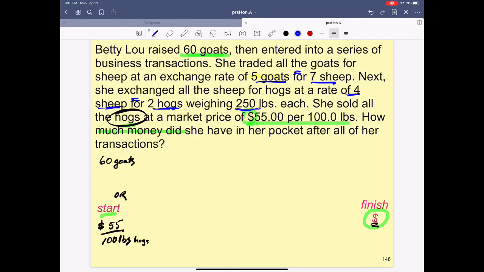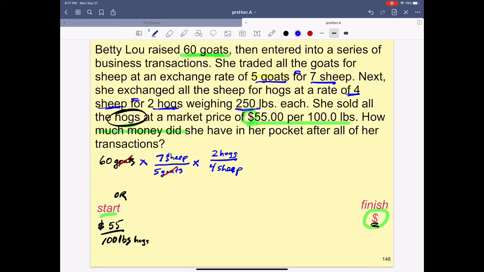So if we started with goats, we might next want to put in a conversion factor such as 5 goats down below and 7 sheep up top. That way we know that goats will cancel out. But we don't know what kind of money we get for sheep, so Betty Lou needs to trade her sheep in for hogs. 4 sheep, I know, a little bit silly, for every 2 hogs.